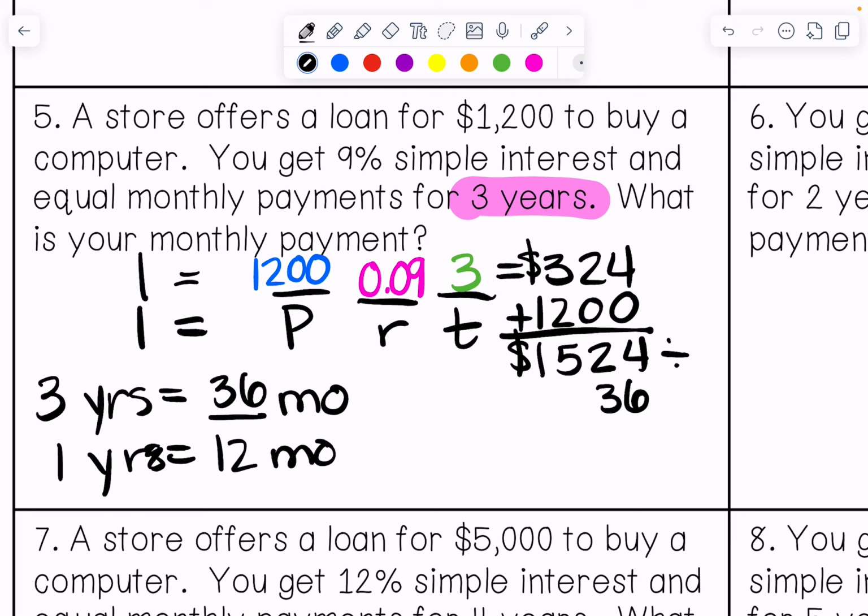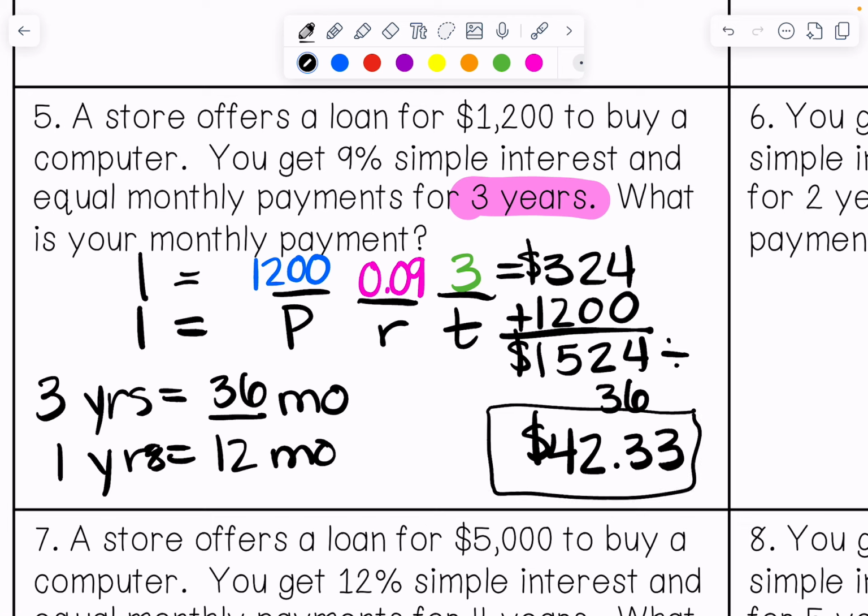And when I do that, I'm actually going to get a repeating decimal. So I'm going to get 42.33. So because this is a dollar amount, this is going to be $42.33 per month that I'm going to owe.